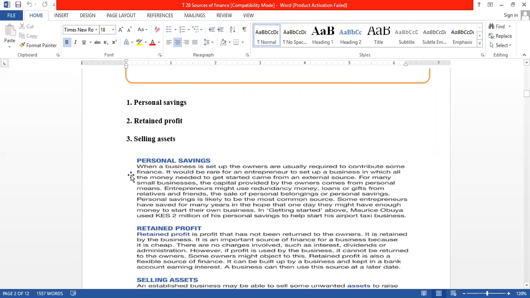But the disadvantage of personal savings is that sometimes they may not be enough, and sometimes for a sole trader it is difficult to find personal savings. Sometimes personal savings are not enough. The main drawback of personal savings is insufficiency of funds, and it depends on person to person and business to business.